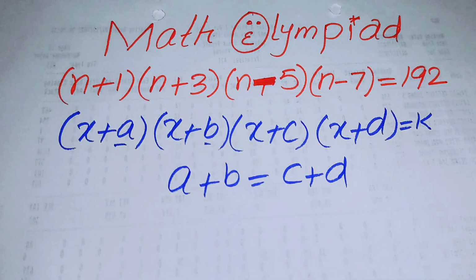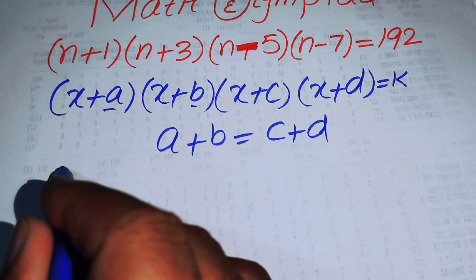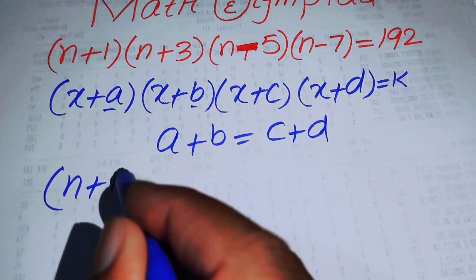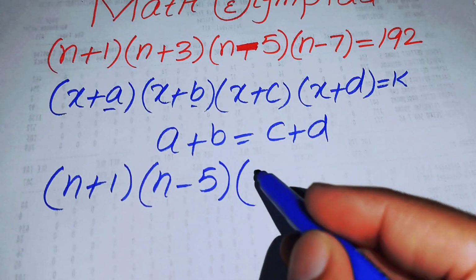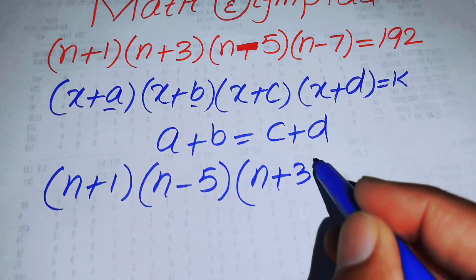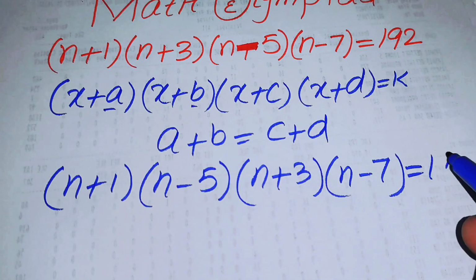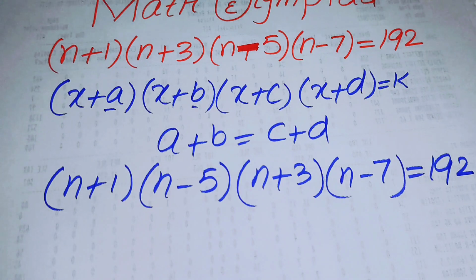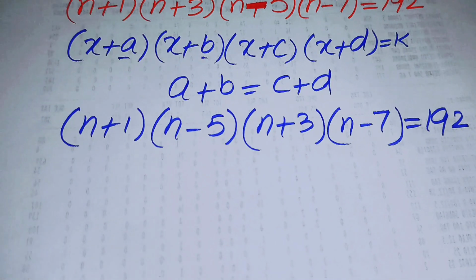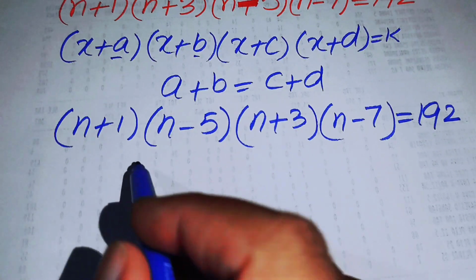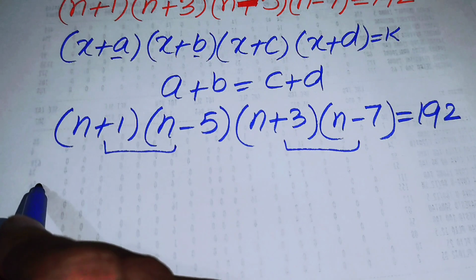So you can rearrange these factors in this form: (n + 1)(n − 5)(n + 3)(n − 7), and this whole is equal to 192. Now you can multiply the first two factors and the last two factors.